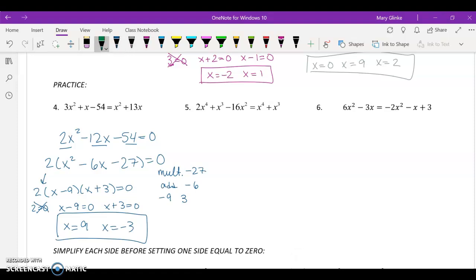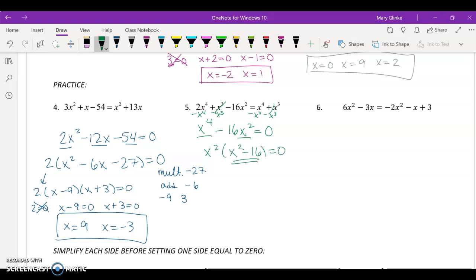For this next one, same thing. We moved the x to the fourth to the other side. When we subtracted x cubed from both sides, those actually cancel each other out. So we're left with x to the fourth minus 16x squared equals 0. So we are going to take out a GCF. They both have x squared in common.